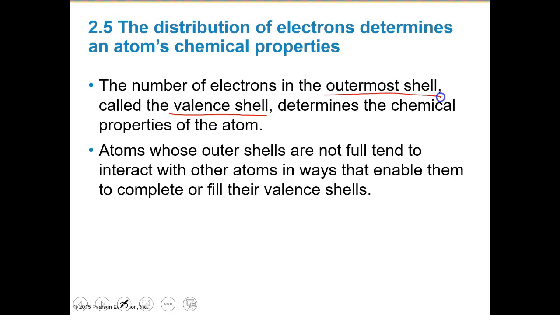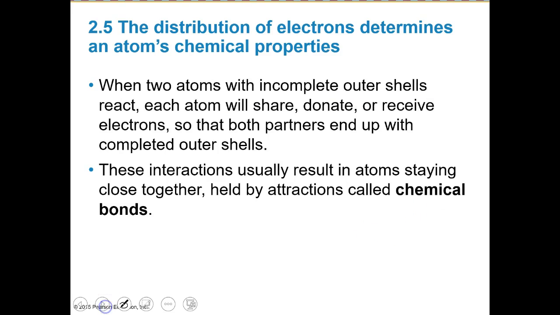The outermost is the valence shell. It determines the chemical properties of the atom. Again, the thing on the very outermost part is the thing that's going to bump into something else, so that's the thing that does the reacting the most. Atoms whose outer shells are not full tend to interact with other atoms in ways that enable them to complete or fill their valence shells. The first shell's 2, so hydrogen's always trying to get 2. But then the second and third are 8 and 8. It gets a little challenging up higher, but that's usually where we tend to stay, as we want to get that octet rule and get to 8.